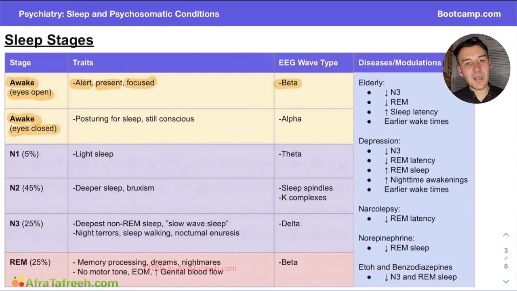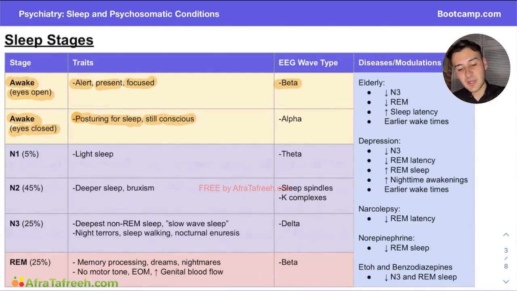Next, let's talk about our awake, eyes closed. So this is when we're posturing for sleep and we're still conscious. Have you ever been like, okay, I'm ready for bed. I'm going to put my head on the pillow and close my eyes, but you're still awake. You're still thinking. You're still conscious. You can hear things. You can think about things. This is the stage of sleep that I'm referring to.